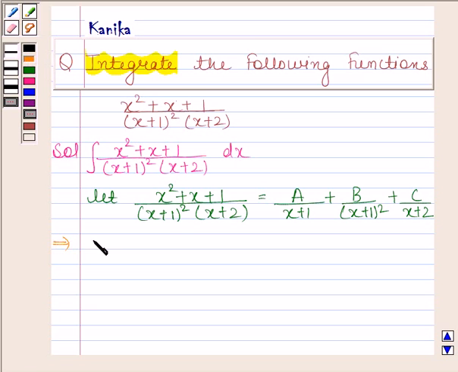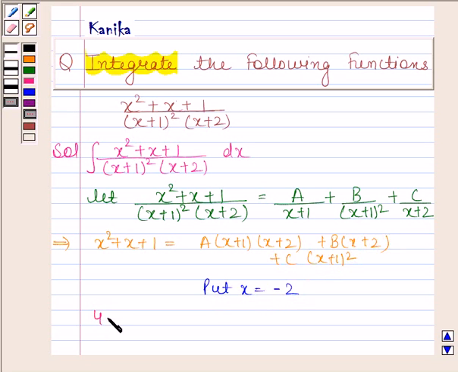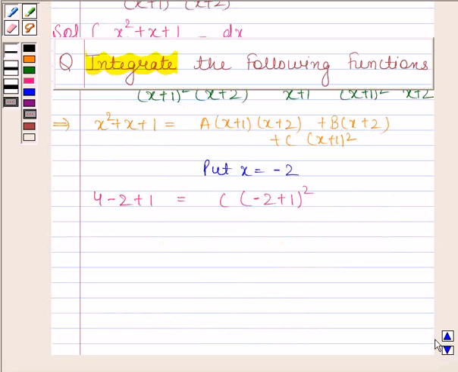Now this implies x² + x + 1 is equal to a(x + 1)(x + 2) + b(x + 2) + c(x + 1)². Now put x equals to minus 2, so we have 4 minus 2 plus 1 equals c into (minus 2 plus 1) whole square. Now this implies c is equal to 3.